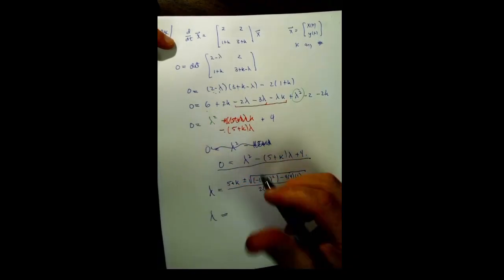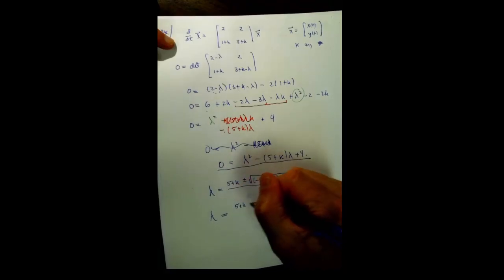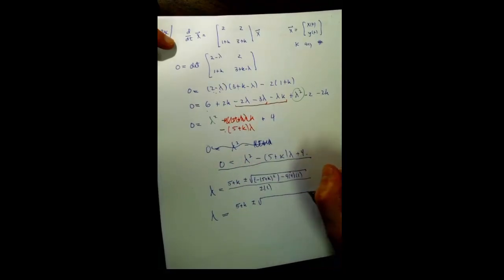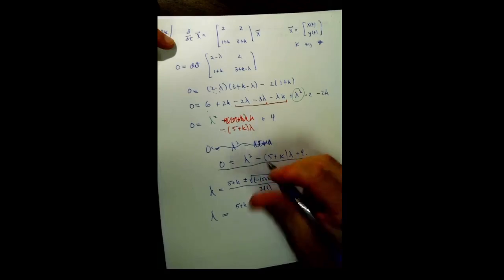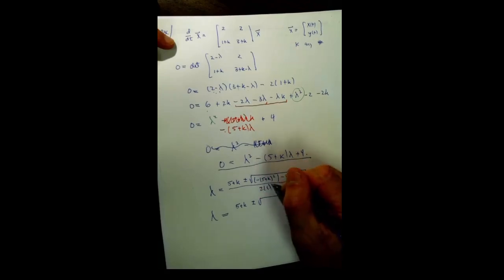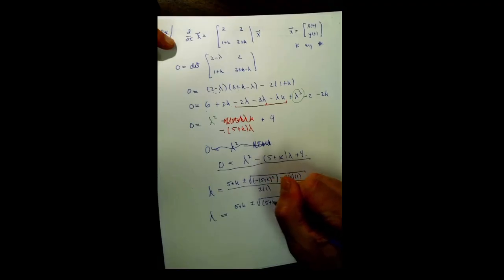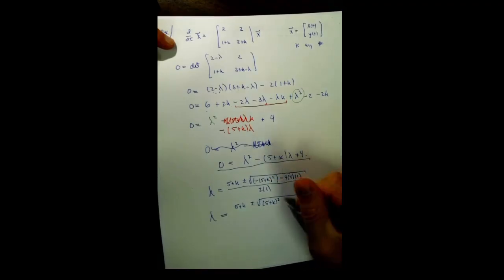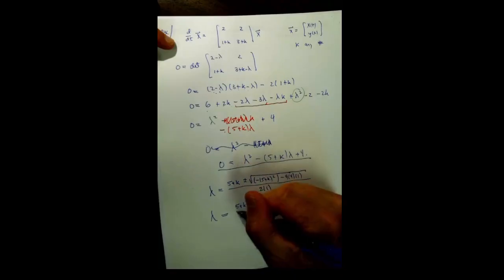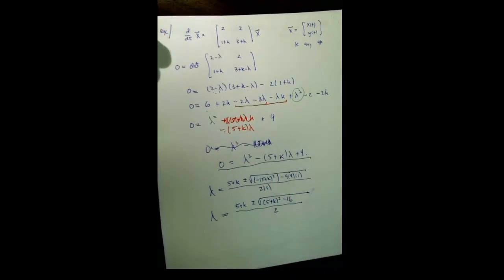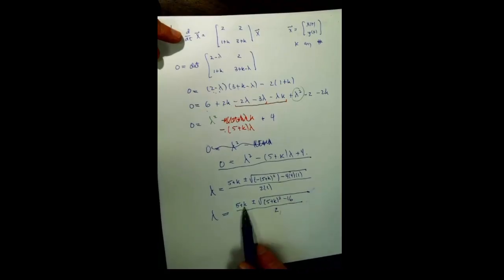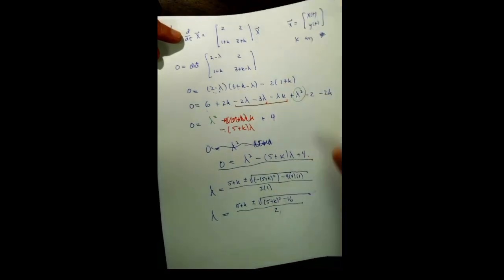So that's a right mess. Minus (5 plus k) squared is the same thing as (5 plus k) squared, minus 4 times 4, so minus 16, all divided by 2. I want to keep it like this because it's going to be easier to do algebra, because those two things are the same. It's going to make it easier to think about.